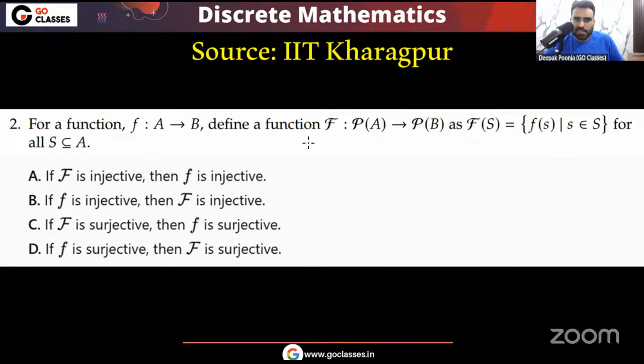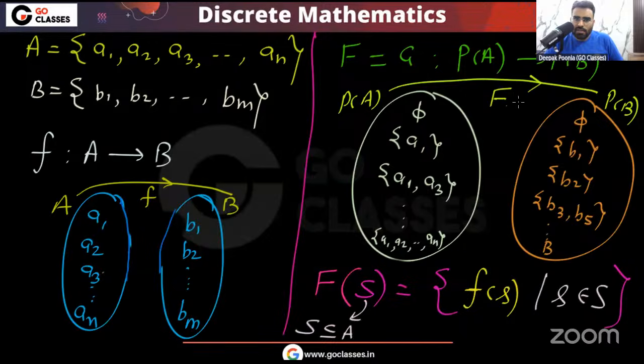If small f is injective, then what can you say about capital F? If capital F is injective, then what can you say about small f? So these are the first two options. Now, first let's check option A. Did you understand this? The complete question, the notations, everything you understood so far?